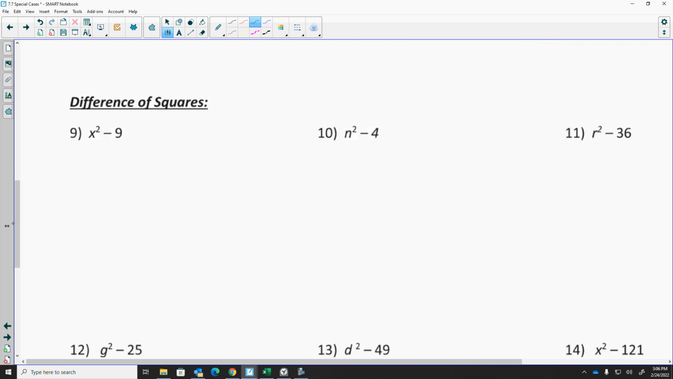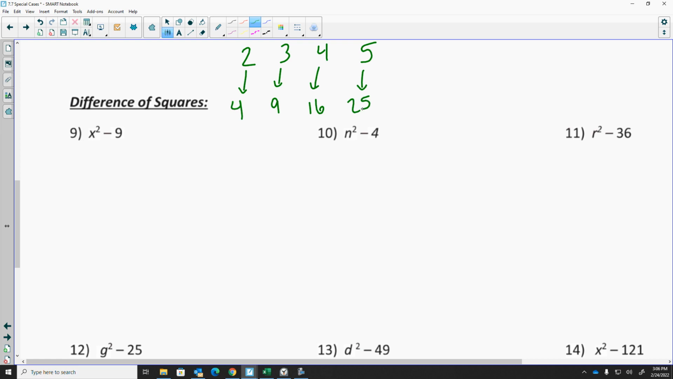We need some square roots. What is 2 squared? 2 times 2. 4. You guys know what squaring means, right? Multiplying it by itself. What's 3 squared? 9. What about 4? 16. What's 5 squared? 5 times 5 is 25.